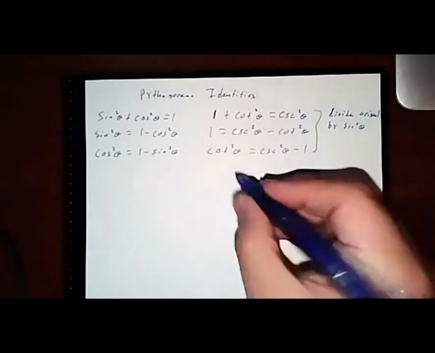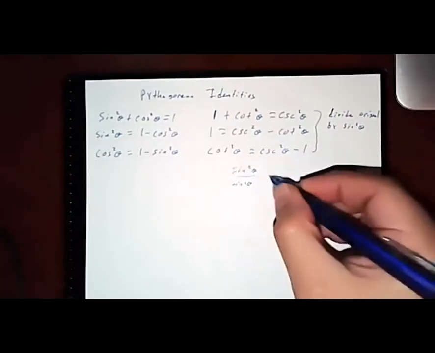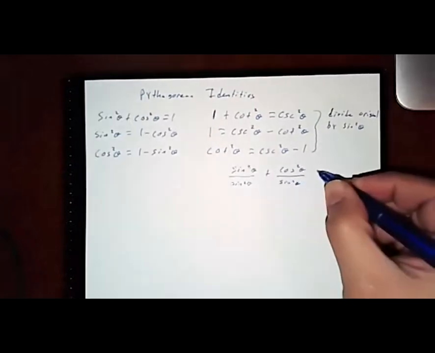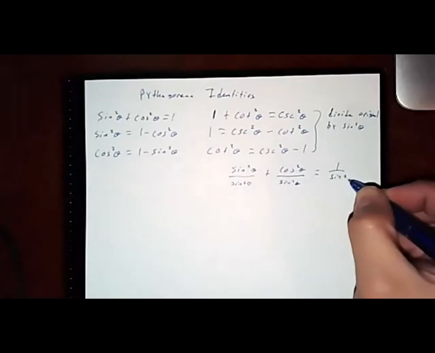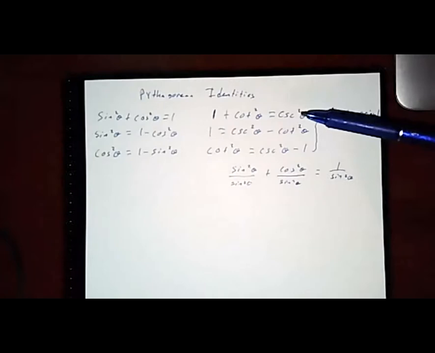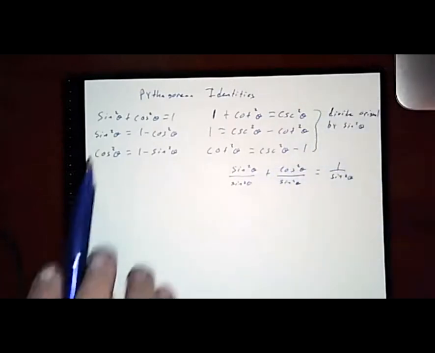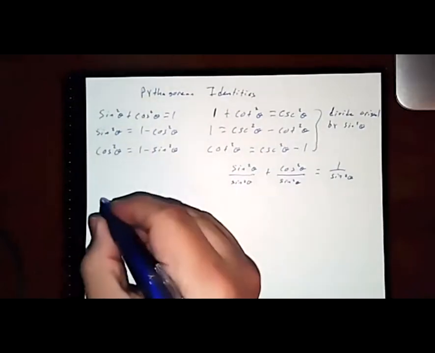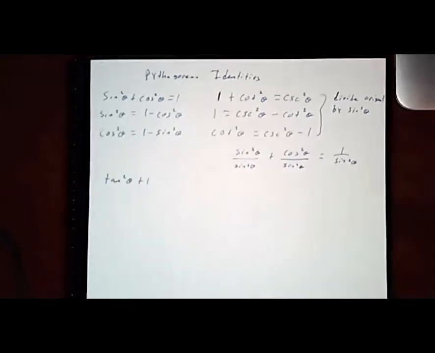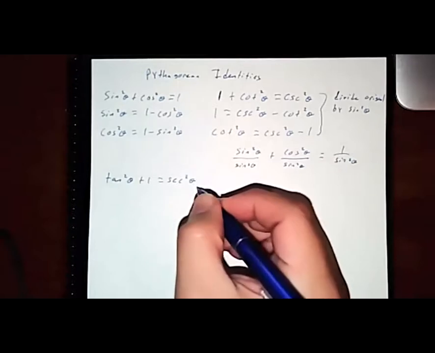Okay. Because if I take this guy here, divide by sine squared, divide this one by sine squared, divide the 1 by sine squared, that gives you 1 plus cotangent plus cosecant. That's where these came from. Now divide the original by cosine and you're going to get this. Tangent squared theta plus 1 equal to secant squared theta.